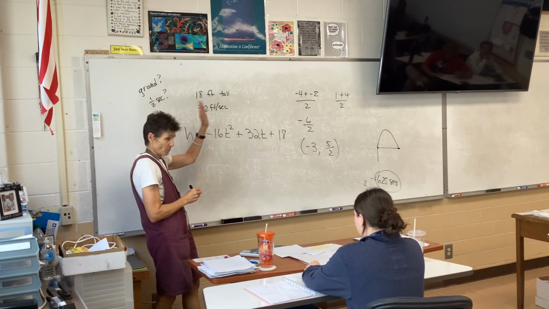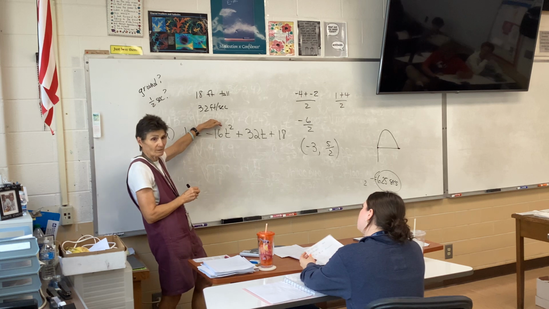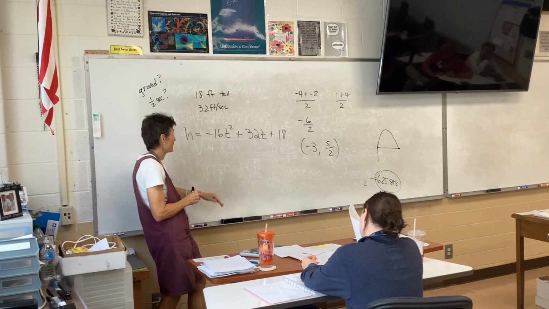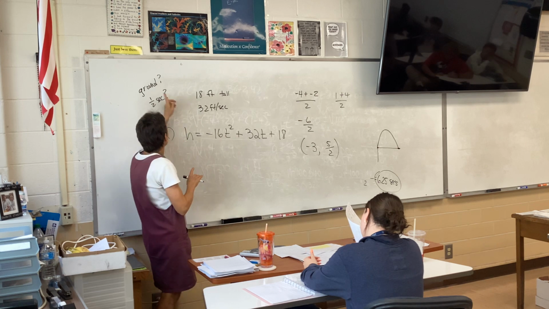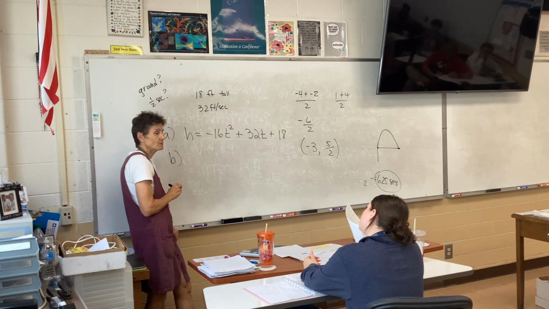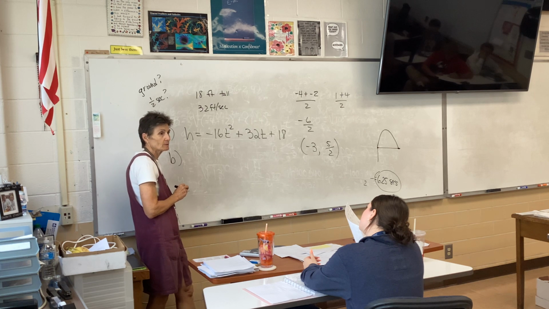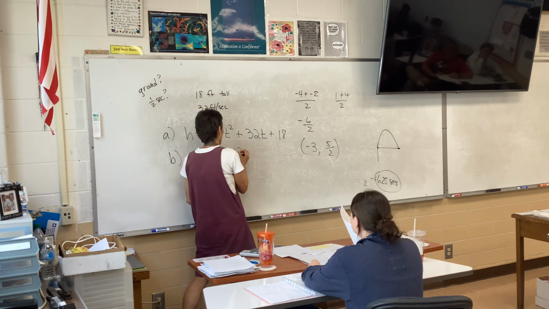Again, I don't have time to write the whole question. It said, I'm on a building 18 feet tall, I throw the ball with a velocity of 32 feet per second. So that's my working equation. When is it on the ground? What do I do to figure out when the ball is on the ground? 0 equals. Put 0 here, right? And then what do I do?